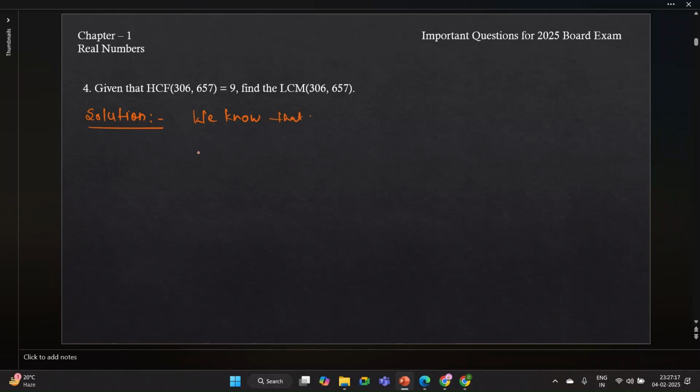HCF times LCM is equal to the product of two numbers. So I'm writing it down, product of two numbers. The HCF of these numbers is given, 9, and LCM is not given. So I'm writing LCM directly. And the product of the two numbers, directly write it as 306 times 657.